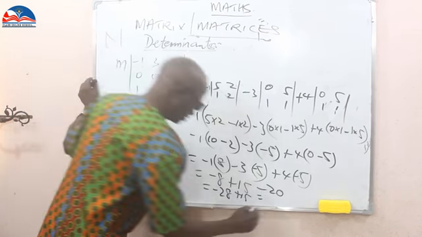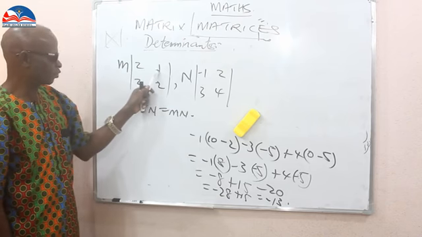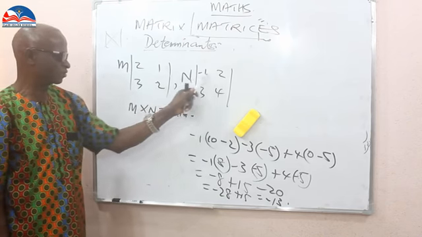Now, I have not touched another area. If I saw some past question papers, if you are given a matrix like this, 2 by 2, maybe 2, 1, 3, 2, and n is minus 1, 2, 3, 4. How do you say m times n? We can multiply this matrix. Let's treat it: m is 2, 1, 3, 2, and n is minus 1, 2, 3, 4.